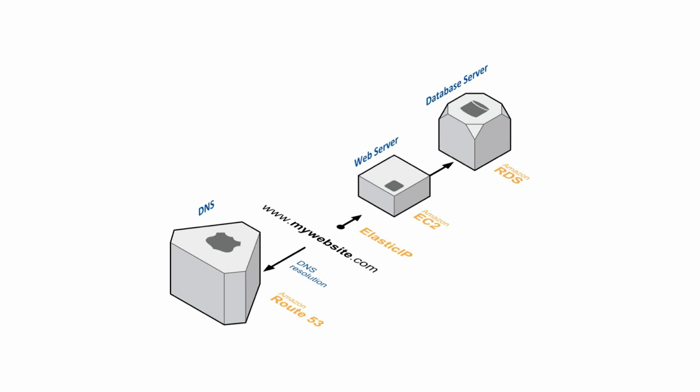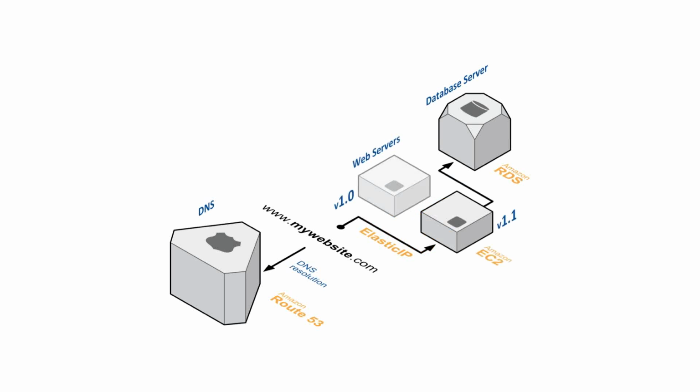Let's say, for example, I want to roll out a new version of my website, or perhaps I have a newer version of my web server. What I can do in that case is launch a new EC2 instance and use the elastic IP to point it towards a different EC2 instance, where my users don't know that anything has actually changed, so they're not directly affected by that. And that new EC2 instance can use my relational database.